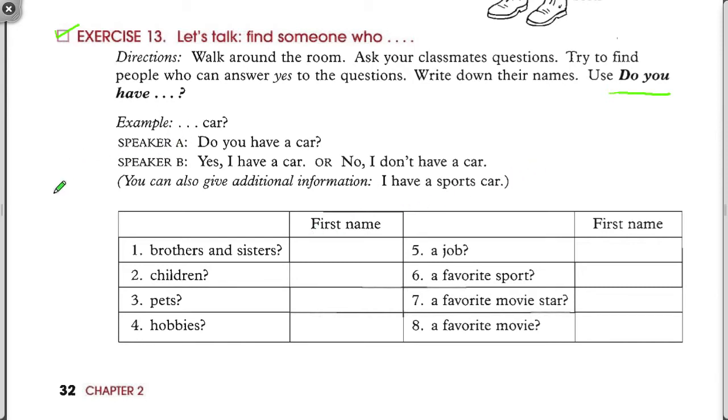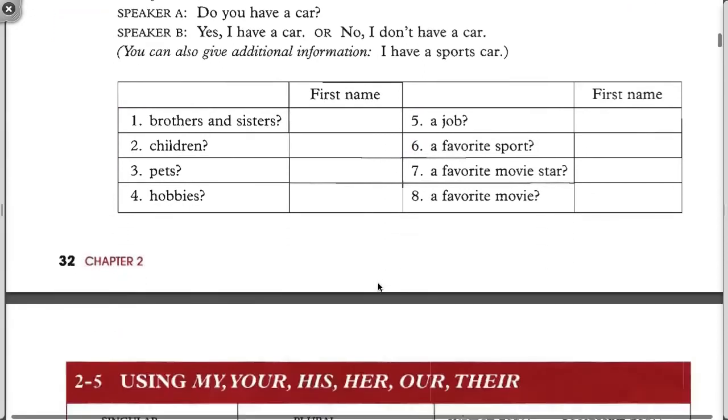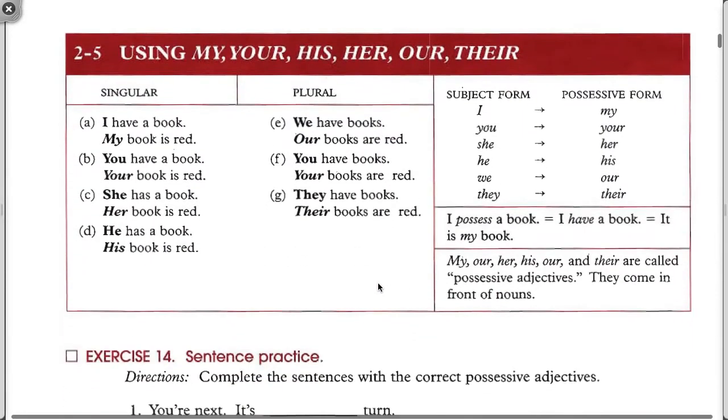But just to give you an example, the question would be, do you have brothers and sisters? Do you have children? Do you have pets? Do you have a job? Do you have hobbies? Okay? And the answer is yes, I do. No, I don't. But again, we're not going to spend much time on that. We're going to keep going to the next grammar point.